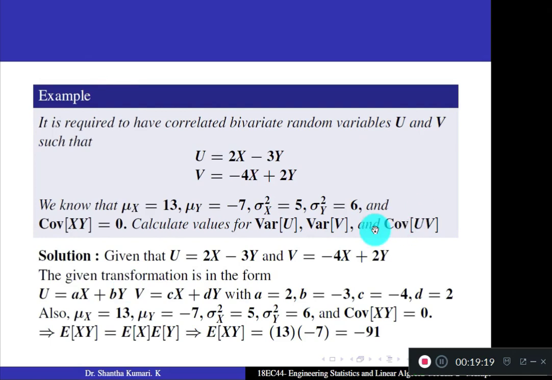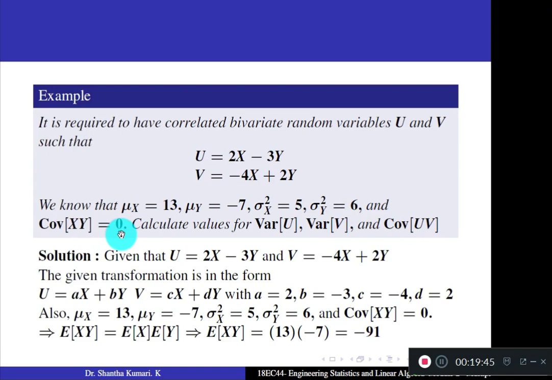Now again a similar problem, not different. Only the difference here is that in the previous two problems, mean was 0 for x and y. 0 mean random variables were given. Here mean values are other than 0. Mu x is 13, mu y is minus 7, sigma square x is 5, sigma square y is 6, and covariance of xy is given here 0.